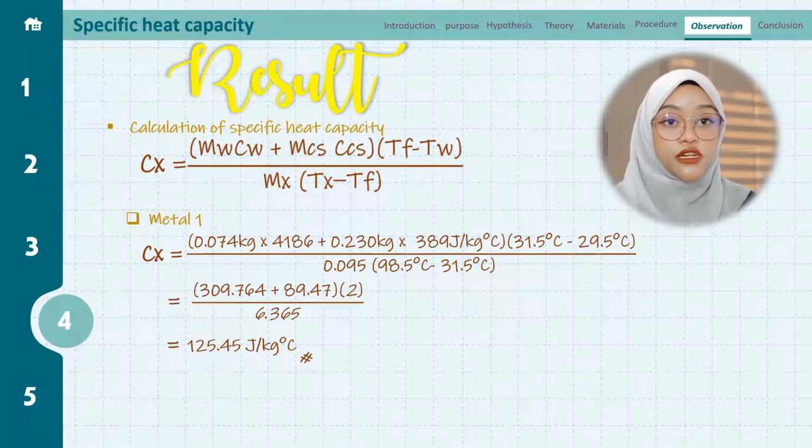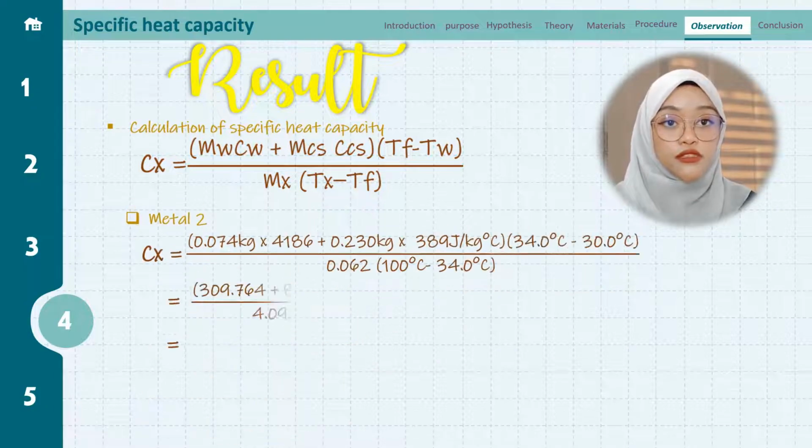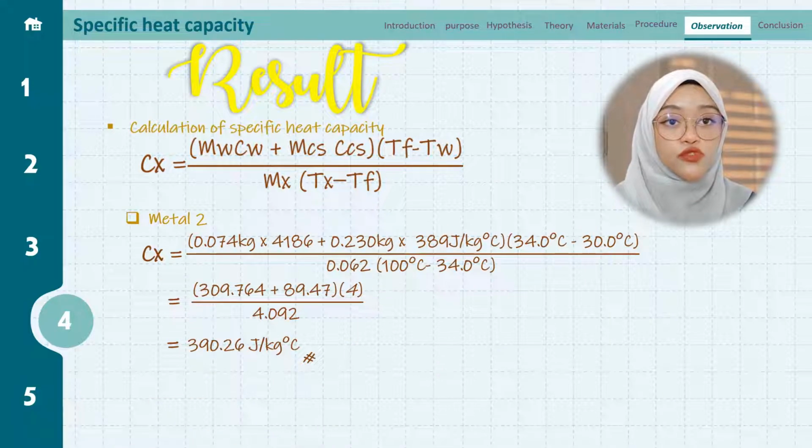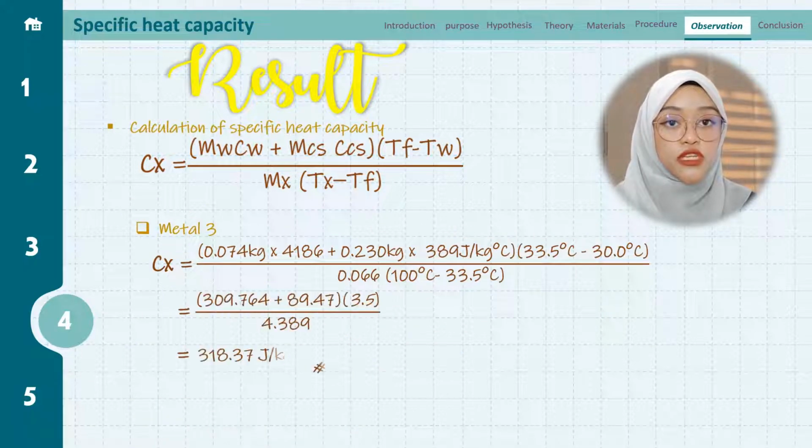For metal 1 calculation, we put all the data we get into the formula, and we will get the final answer, 125.45 joule over kg degree Celsius, which makes it a lead metal. Next is the calculation of metal 2, and we get 390.26 joule over kg degree Celsius, and this value makes it copper metal. And the last metal block specific heat capacity that we get from calculation is 318.37 joule over kg degree Celsius, which makes it a brass metal.